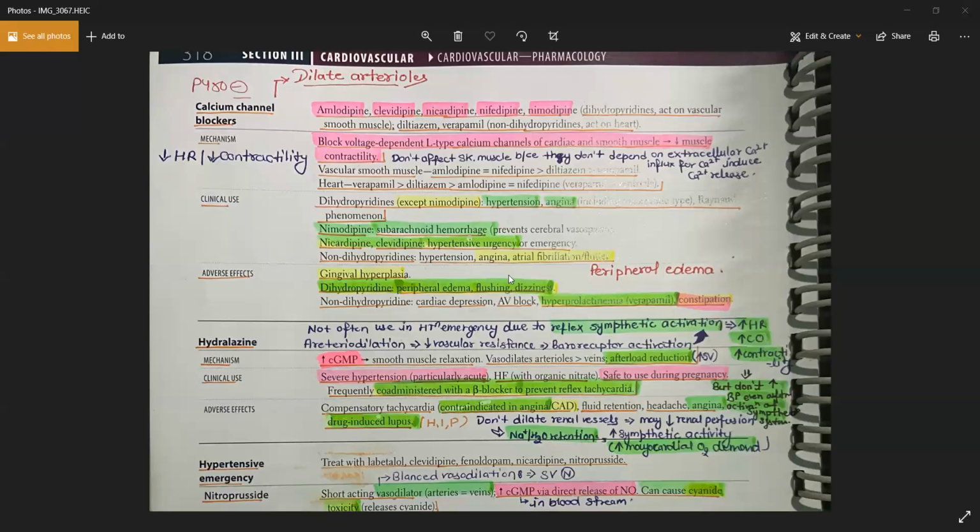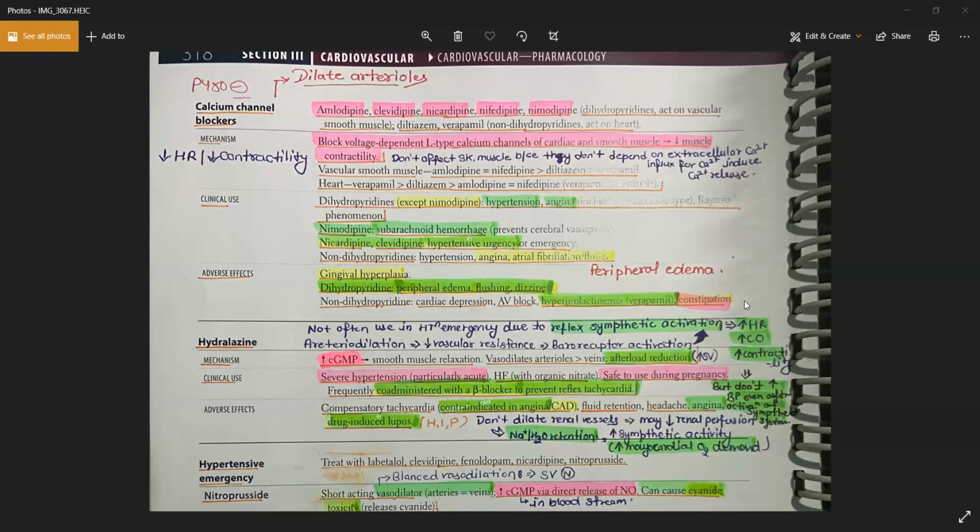They can cause flushing, redness. They can cause dizziness. Why? Because they are reducing the blood pressure. They can cause orthostatic hypotension. For the non-dihydropyridines, which are the cardioselective ones, they can cause cardiac depression, AV block. A very important thing, they can cause hyperprolactinemia, especially true for verapamil. They can cause gynecomastia, they can cause hyperprolactinemia, very important. And they can cause constipation.